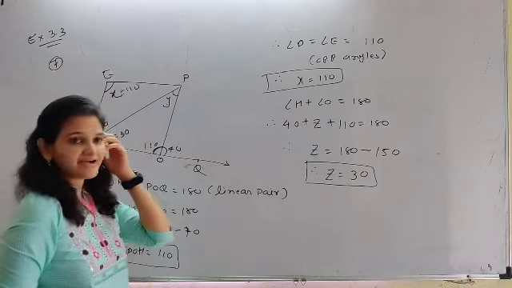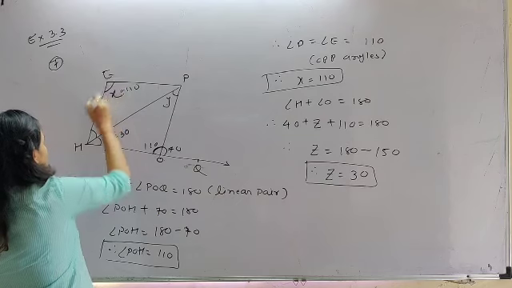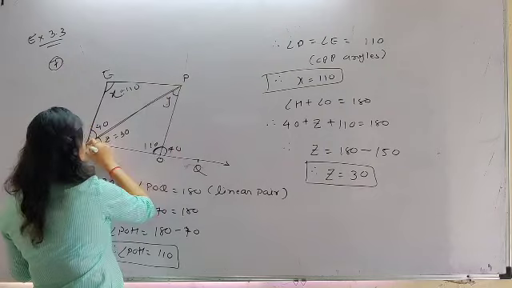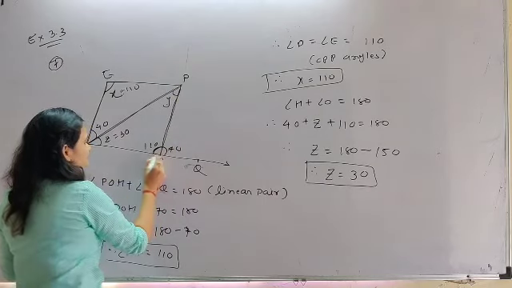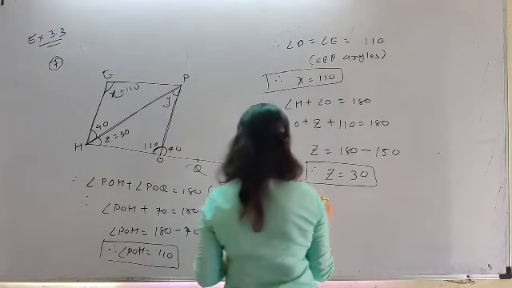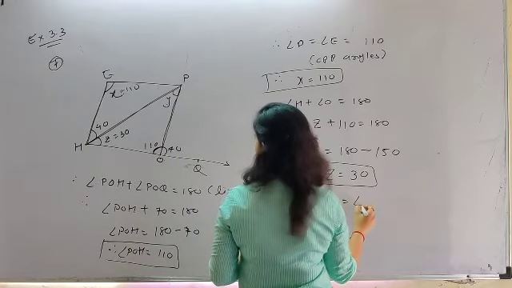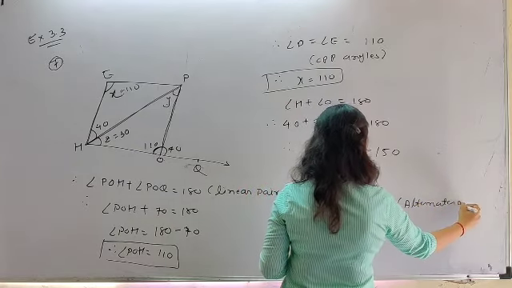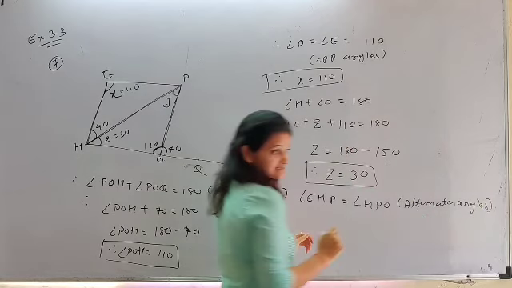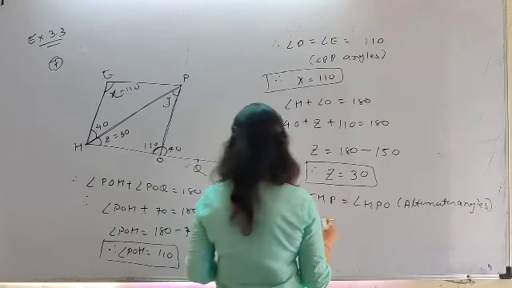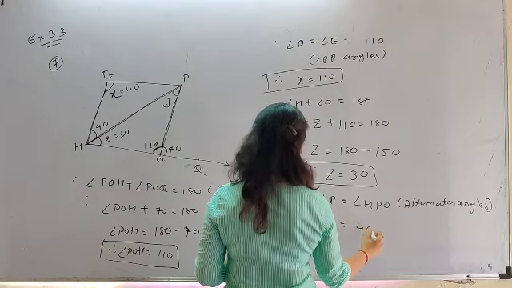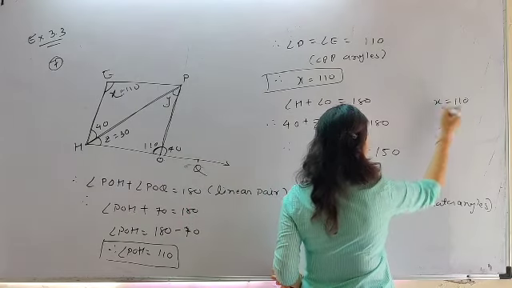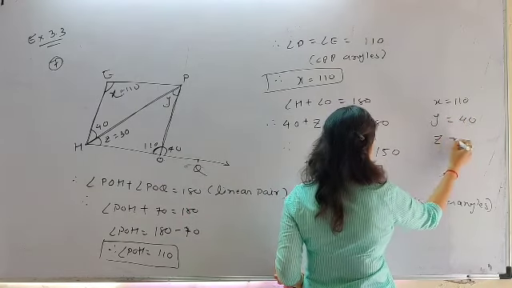Now we have to find Y. So here angle EHP and angle HPO, they are equal. So angle EHP is same as angle HPO. They are alternate angles. And interior alternate angles are always equal. So therefore Y is equal to 40. So x is equal to 110, y is equal to 40 and z is equal to 30.